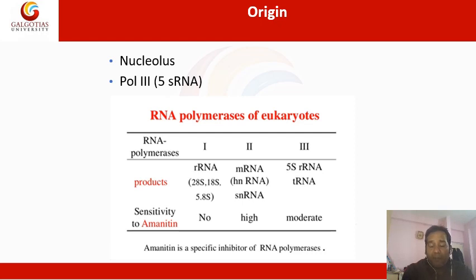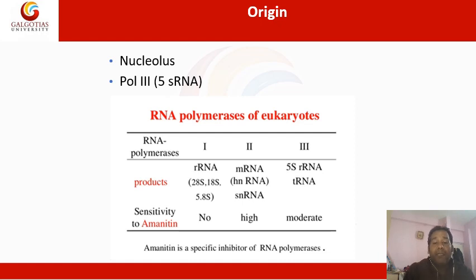the RNA polymerase II in these eukaryotic cells mainly deals with the synthesis of messenger RNA, heterogeneous nuclear RNA and small nuclear RNA. And the last one, RNA polymerase III, mainly deals with the synthesis of transfer RNA. And these polymerases differ from each other on the basis of their sensitivity towards the toxin called amanitin.